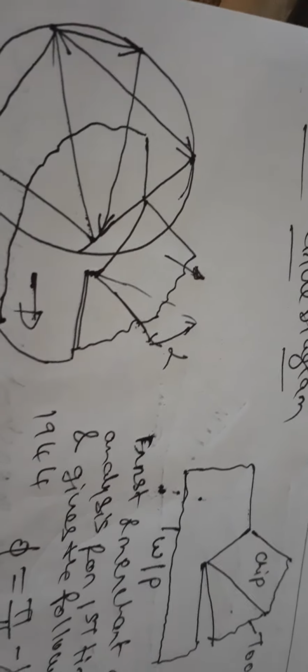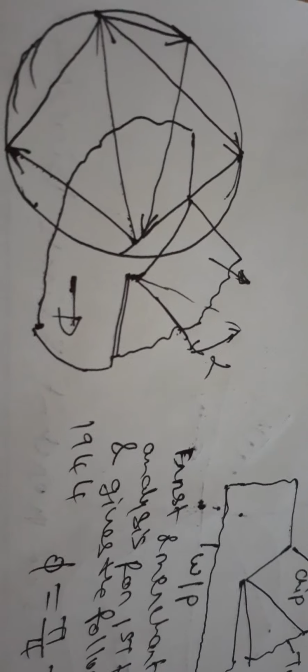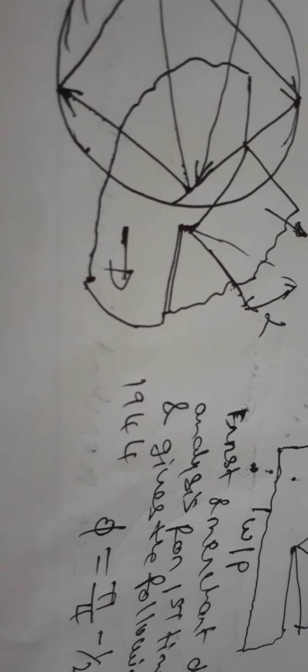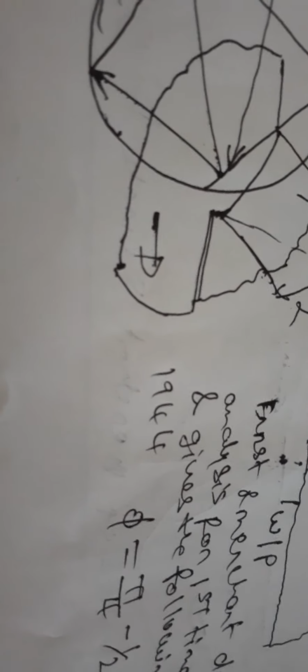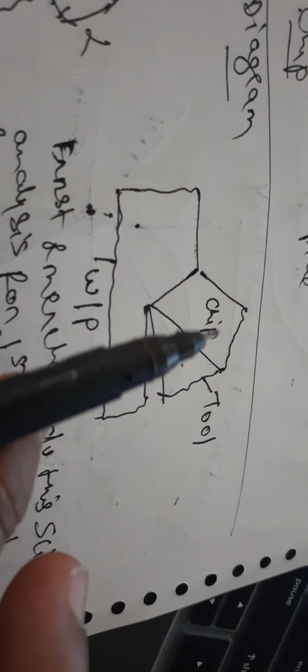Assumptions for this merchant circle diagram: the tool edge is sharp. The work material undergoes deformation across a thin shear plane. There is a uniform distribution of normal and shear stress on the shear plane. The work material is rigid and perfectly plastic. The shear angle phi adjusts itself to minimum work. The friction angle lambda remains constant and is independent of phi. Chip width remains constant. The chip does not flow sideways.